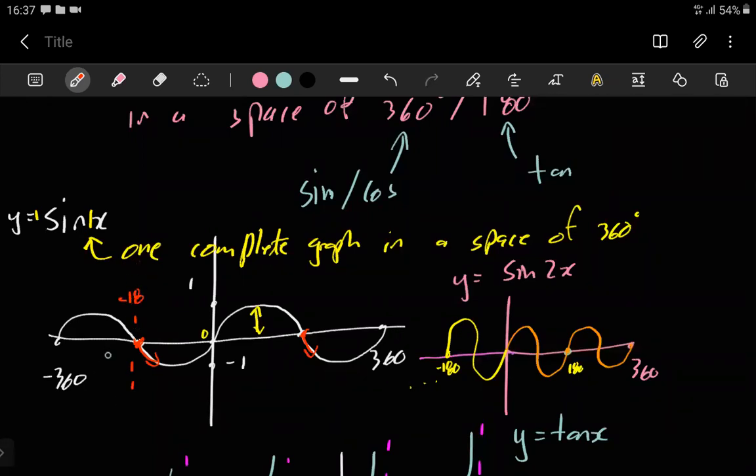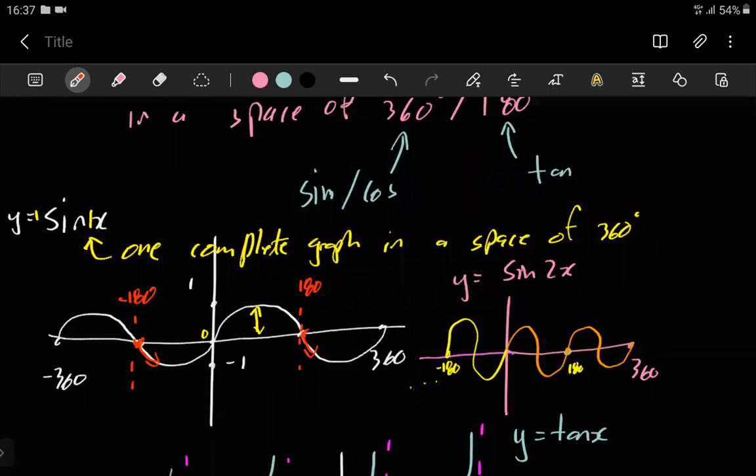Yep. So you see, since you said from those points it's a full graph, right? My question is, why don't you start from, let's say, point 0, right? And then to the end of that other one at 360, right? Why don't you say that's a full graph? Where do you begin your full graph?